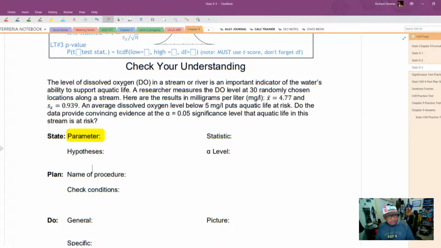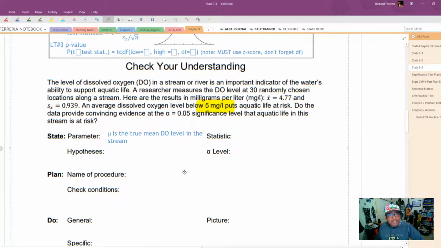We got the parameter. The parameter is mu, the true mean DO level in the stream. Hypotheses: let's remember that 4.77 is an x bar, so that is not our null value. Our null value should be this 5.0, because that's where we want to test things. We want to see if the mean level is below 5.0. So H naught: mu is equal to 5. H alternative: mu is less than 5.